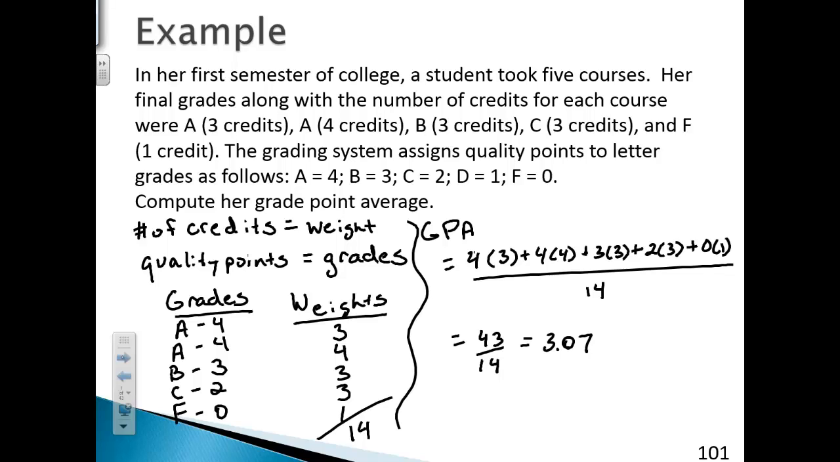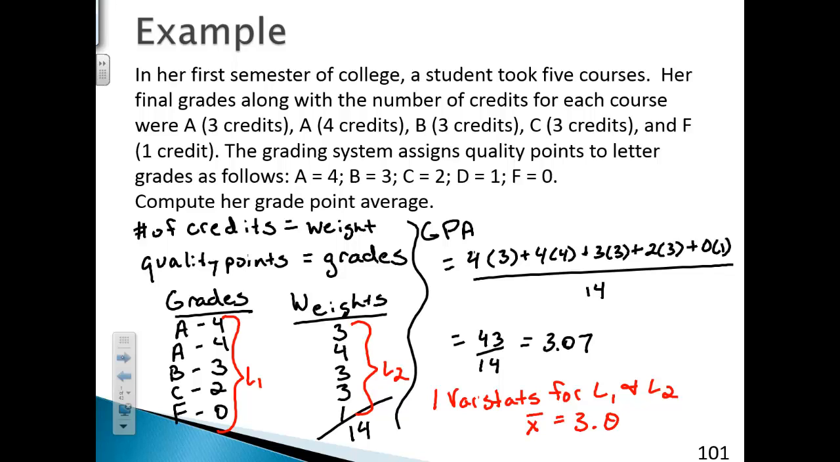Now that we've done it the long way, by hand, let me give you another shortcut, and that is if we take these values and store them in L1 and these values and store them in L2 on our calculator, then we can run a one variable stats for L1 and L2. Make sure you run it for L1 and L2 because you have two lists, and you will look for the mean, which is X bar, and it should be 3.07. So that's just another shortcut for you.